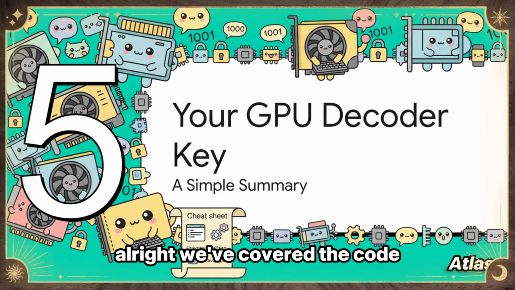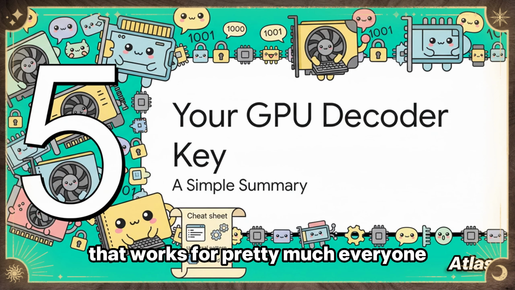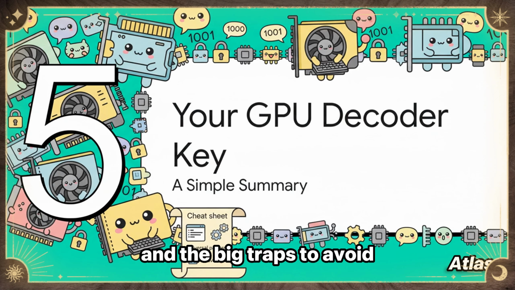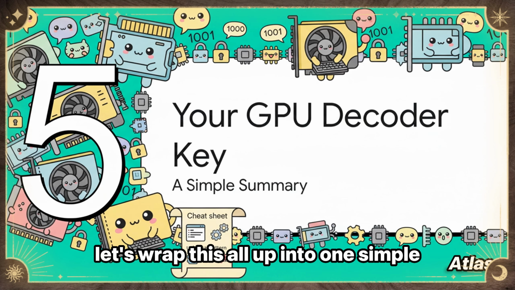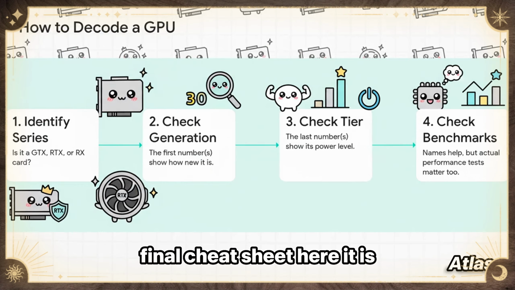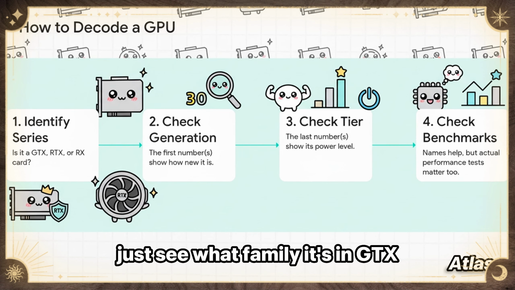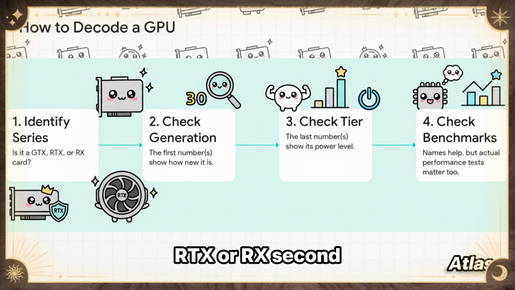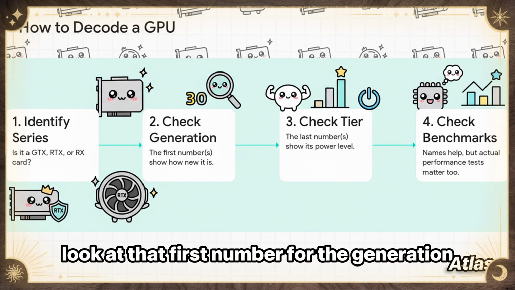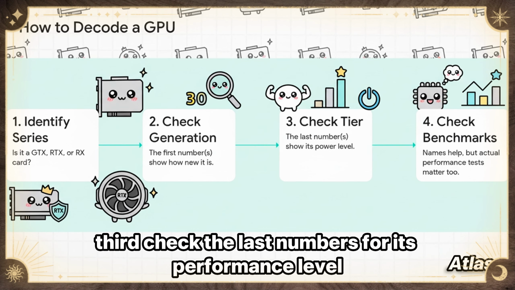All right, we've covered the code, the universal pattern that works for pretty much everyone, and the big traps to avoid. Let's wrap this all up into one simple, final cheat sheet. Here it is, your 4-step process. First, just see what family it's in, GTX, RTX, or RX. Second, look at that first number for the generation. Third, check the last numbers for its performance level.